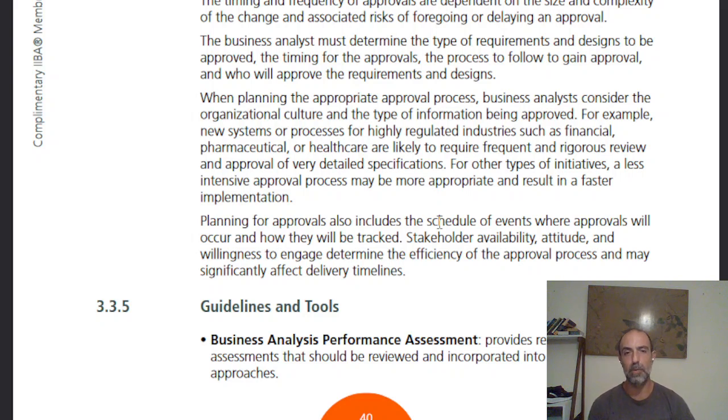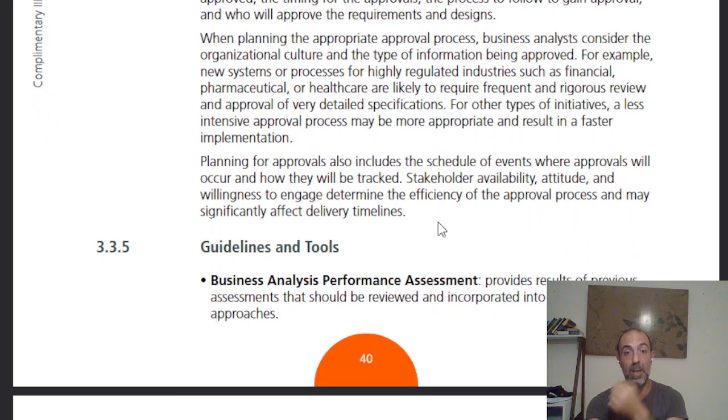It's literally government, right? When you're working with government, it's constraints over constraints. And they mentioned healthcare, pharmaceutical, and financial. These are three of the worst kinds of businesses to work with because they're trying their best to get things done with whatever they're forced to have. Planning for approvals also includes the schedule of events where approvals will occur and how they will be tracked. Stakeholder availability, attitude, and willingness to engage determine the efficiency of the approval process and may significantly affect delivery timelines. That's it. Be careful.